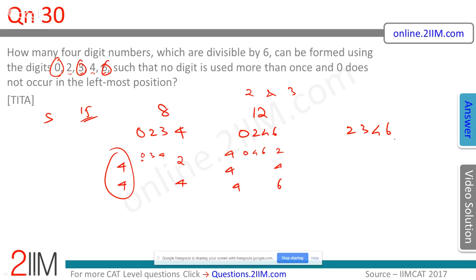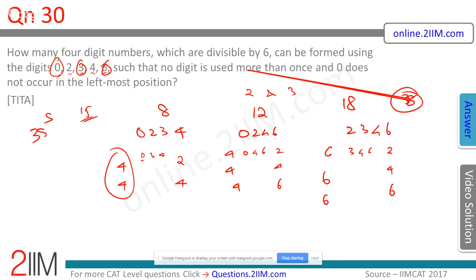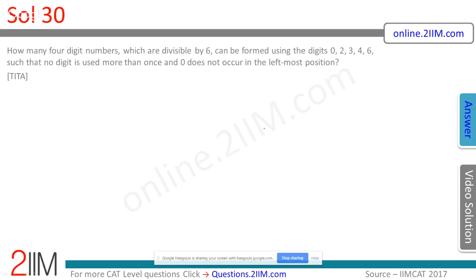2, 3, 4, 6. You could end in 2, 4, or 6. Ending with 2, you could have 3, 4, and 6 arranged, 6 ways each, so 18. 8 plus 12, 20. 20 plus 18, 38 different ways of this happening. We have 38 different 4-digit numbers which are divisible by 6 with only those numbers 0, 2, 3, 4, and 6.